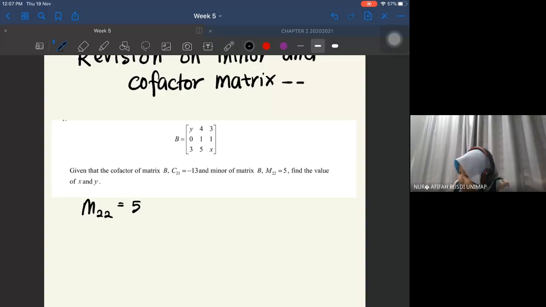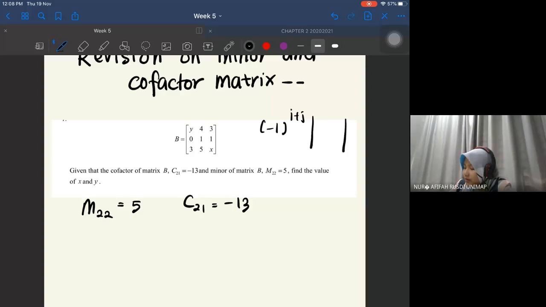Macam mana you nak dapatkan C21? C21 sama dengan negatif 13. So C21 ni adalah row 2, column 1. Okay, so I start with this one. First, C21 is equals to negative 13. Okay, dalam video yang awak tengok, for you to get the cofactor of the matrix, the formulas given to you is negative 1 to the power of I plus J, and this one. Right?